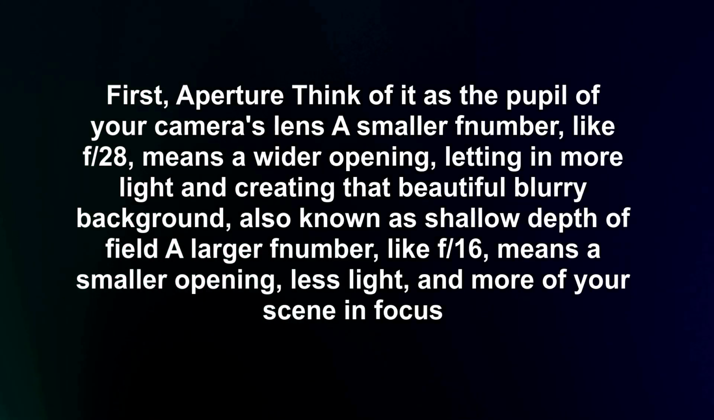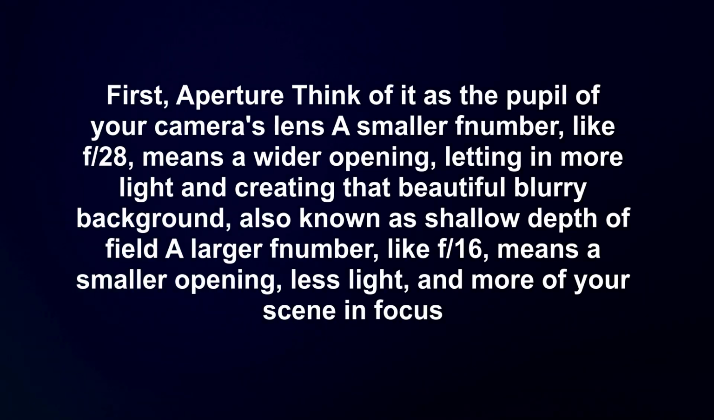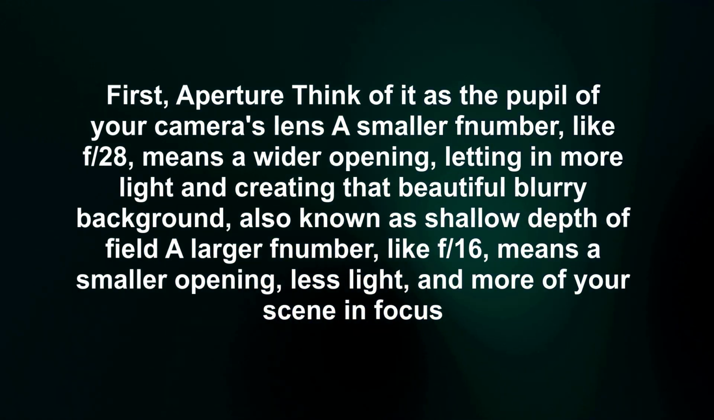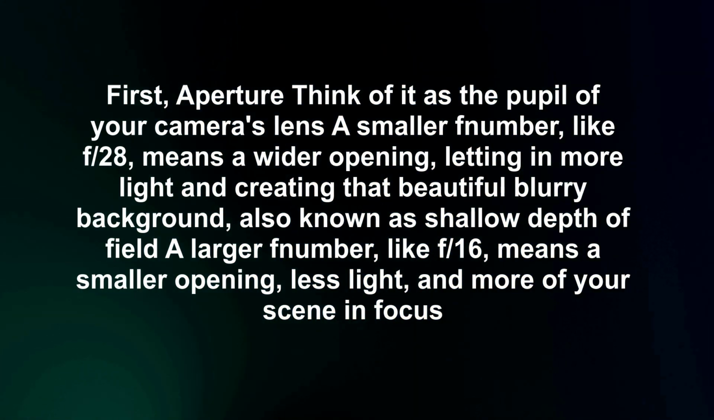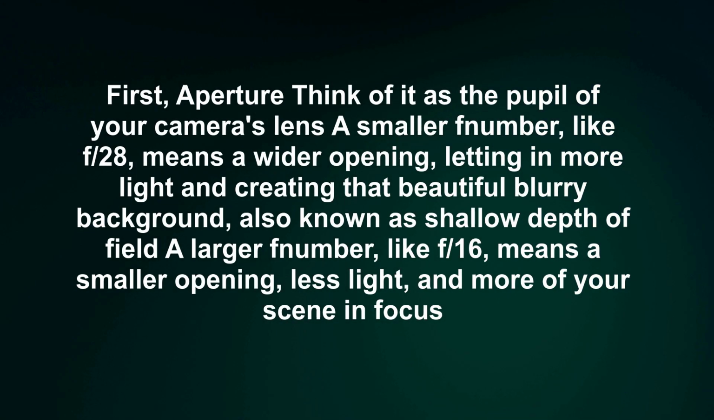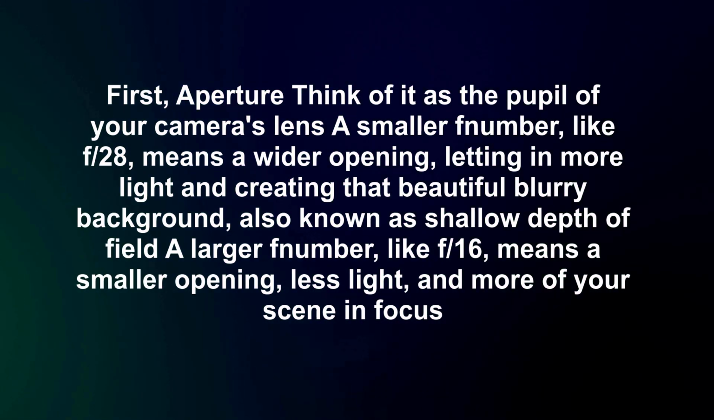First, aperture. Think of it as the pupil of your camera's lens. A smaller number, like f/2.8, means a wider opening, letting in more light and creating that beautiful blurry background. Also known as shallow depth of field. A larger number, like f/16, means a smaller opening, less light, and more of your scene in focus.